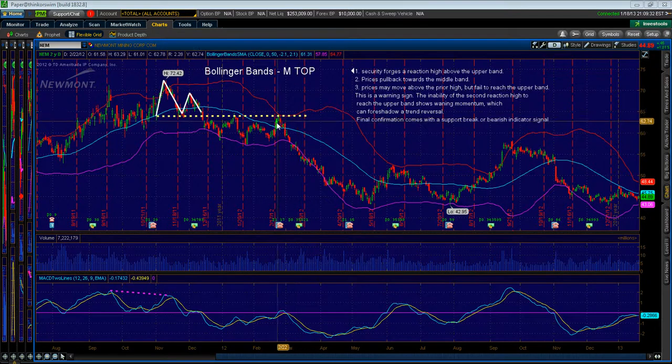For the Bollinger Band M tops, yeah, you can use a ton of different indicators with them. They're great for providing a perspective on price data, because especially with Newmont Mining, there's a decent amount of noise going on here, but the Bollinger Bands can give you a realistic view of where price is going to be able to go.